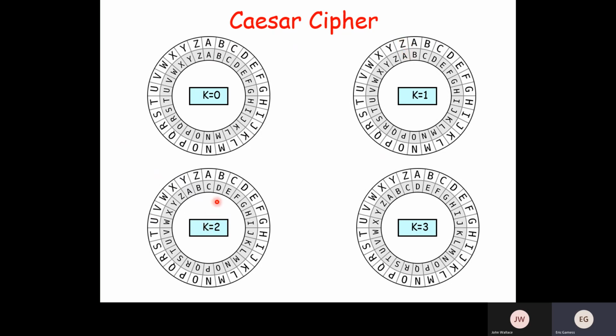If I shift 2 positions, A will become a C. B will become a D. If I shift 3 positions, A will become a D. B will become an E. So this is what it will do.